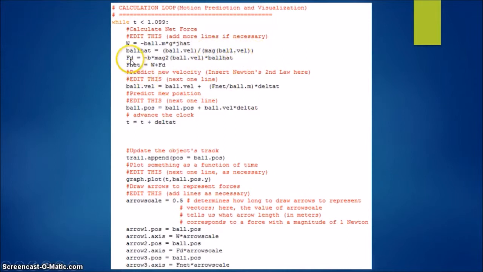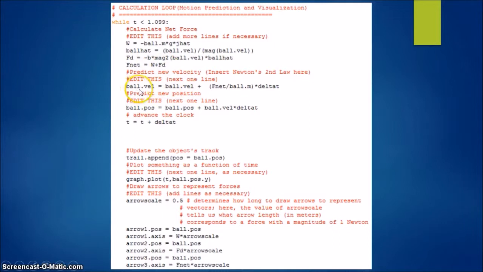Here I put the formula for the drag force, which in this case I put as negative b times the velocity squared times the ball's velocity unit vector. The reason it's negative b is because drag force is usually opposite to the ball's velocity, so this will take care of that. And F net is equal to the weight force plus the drag force.